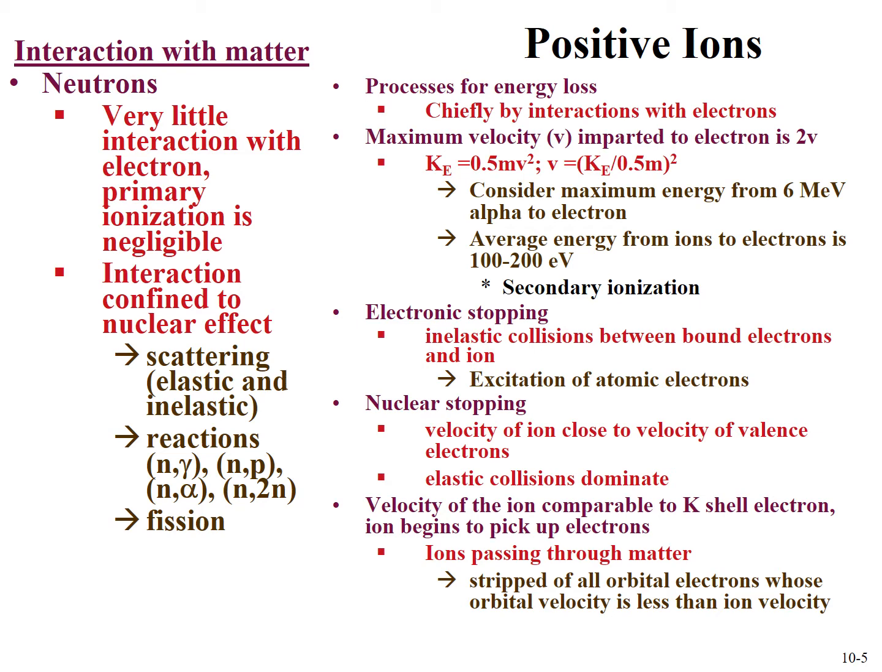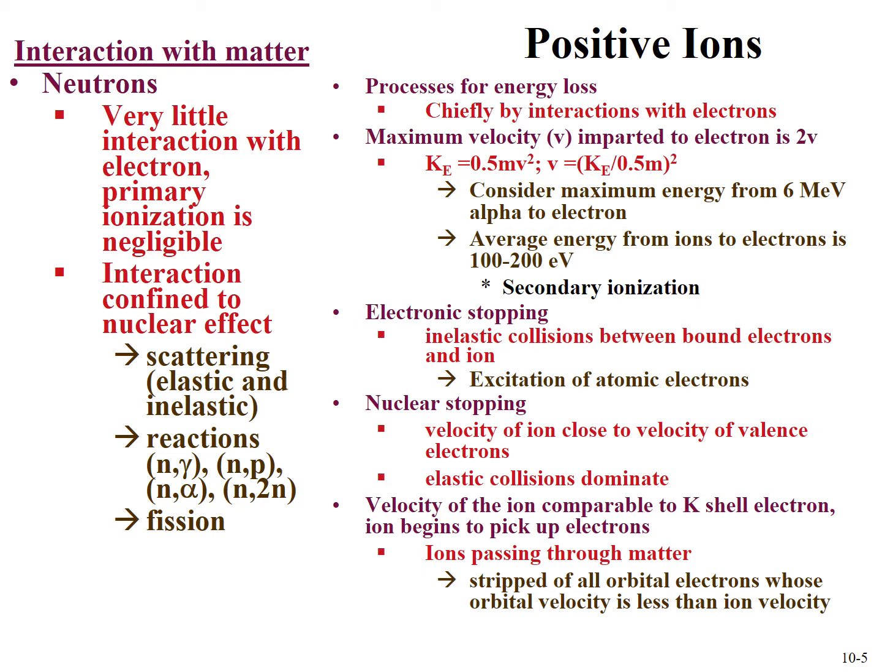So you get some electron stopping, which is this collision. It's an inelastic collision between bound electrons and the ions. This can also cause excitation of atomic electrons. And then nuclear stopping, where the velocity of the ion is close to the velocity of the valence electrons, either the K shell or the outer shells. So we described the three different routes earlier. There's the electronic stopping, and then once the ion slows down, we get this nuclear stopping.